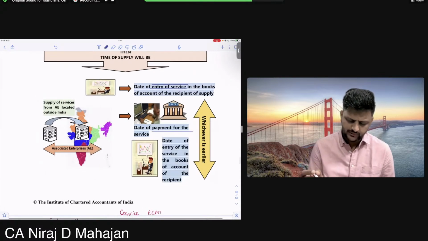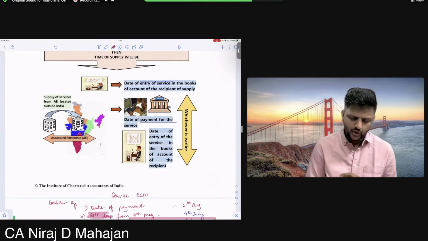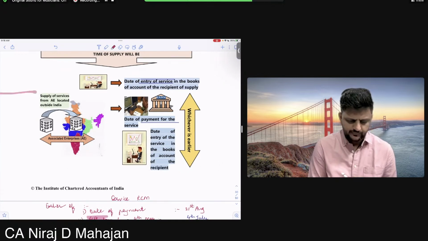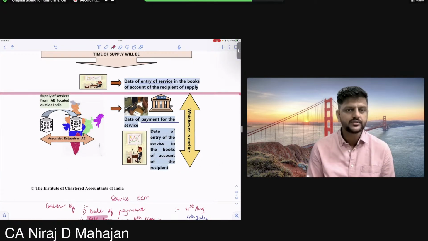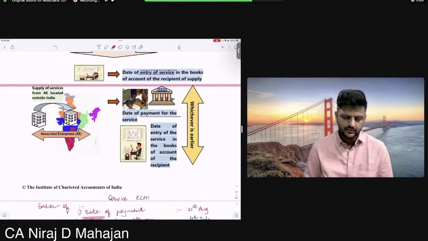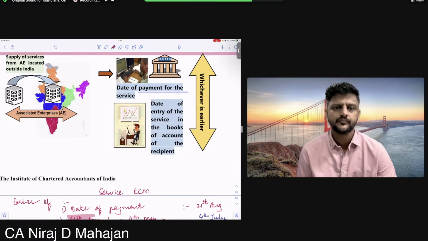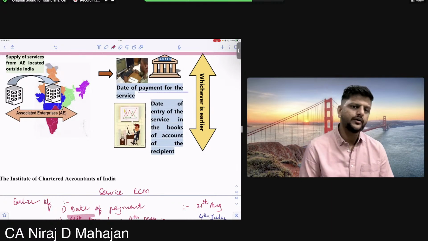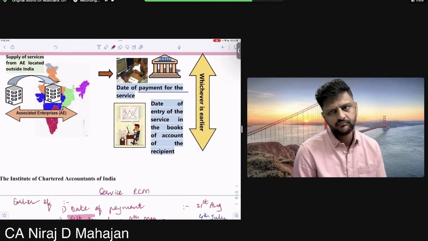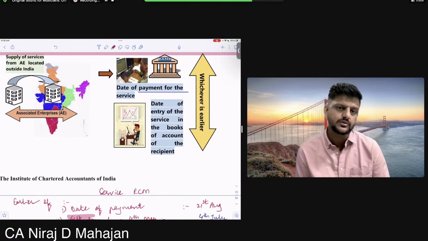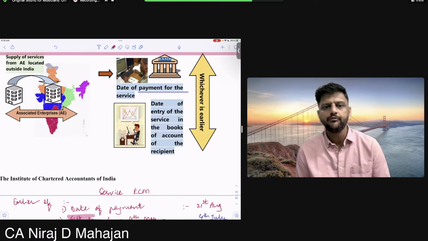I think they want to apply the same logic here. Draw a line over here. They should have done that also. Look at this concept. It is not double, this is separate. So associated enterprise, which what? Date of receipt of service, that is recorded in the recipient's books of accounts, or date of payment. Okay. Done.